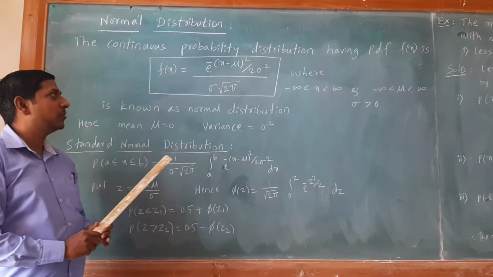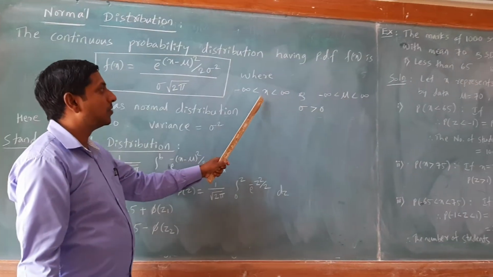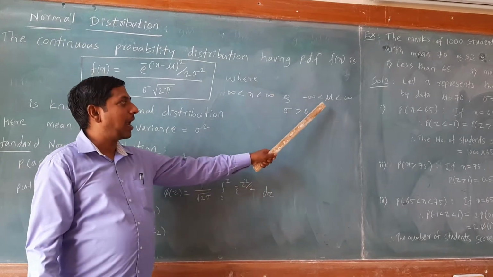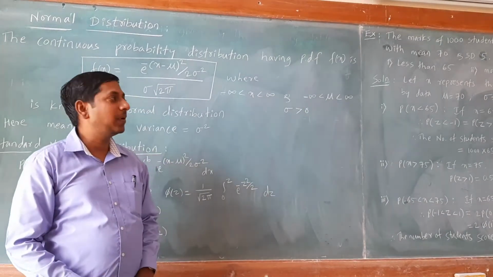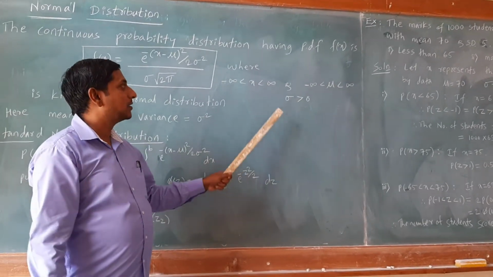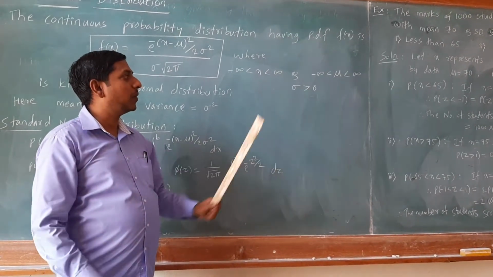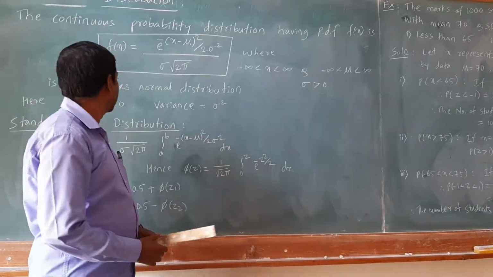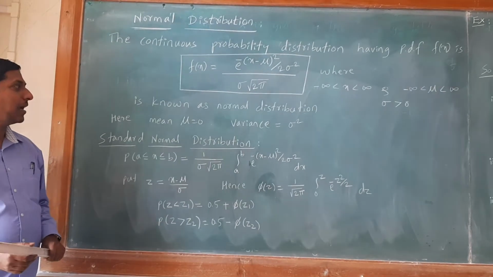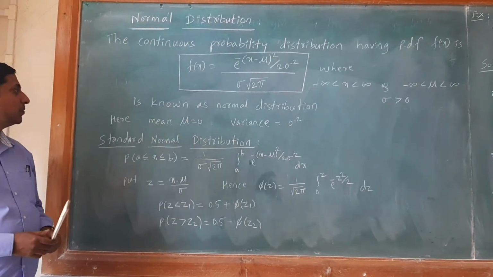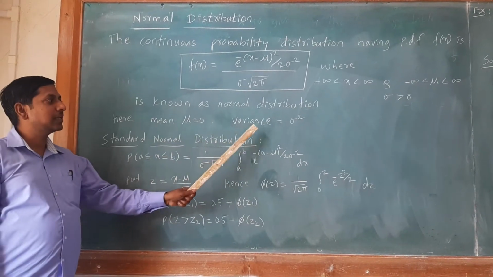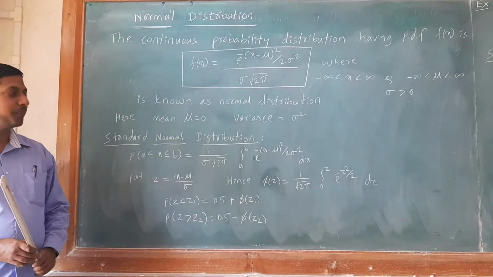And in the normal distribution, the value of x belongs to the interval minus infinity to plus infinity, and mu also belongs to the interval minus infinity to plus infinity. The standard deviation sigma is always greater than 0. So this formula is called the normal distribution, and the mean and variance in the normal distribution are: the mean mu, and the variance is sigma square.